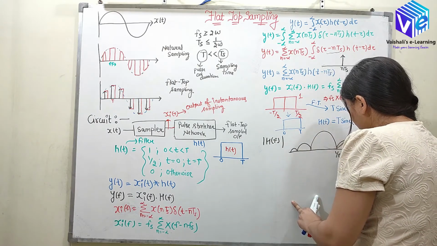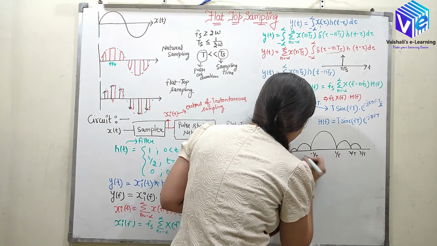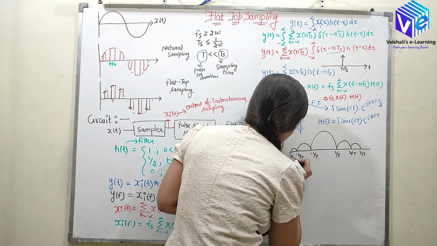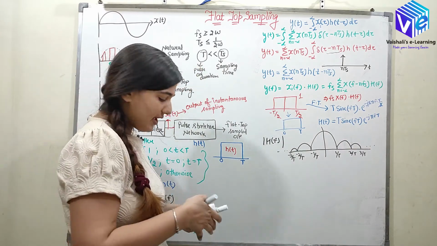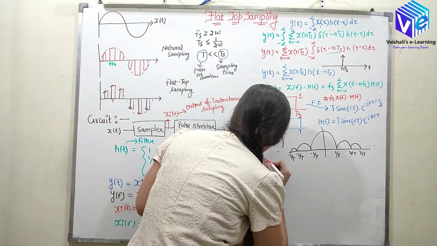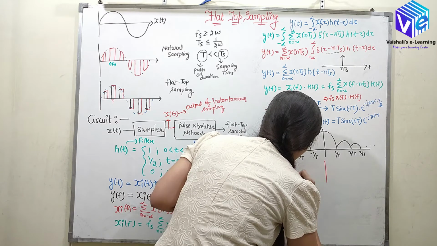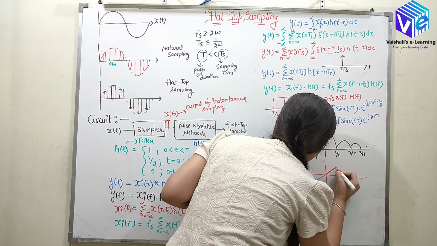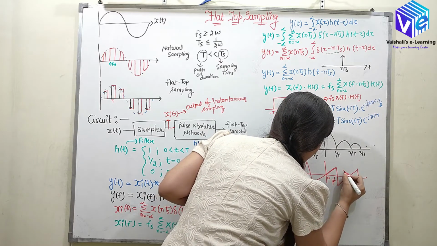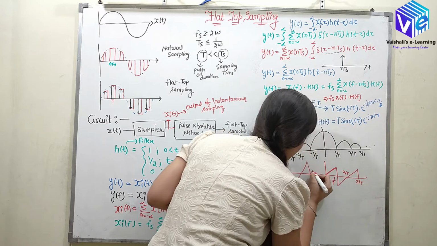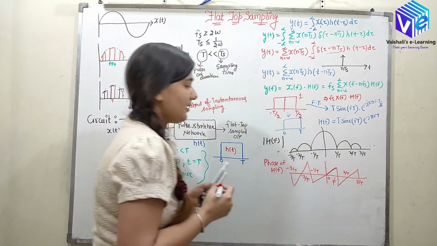So this is 1 by T, this is 2 by T, this is 3 by T, and so on. Here I'll be having minus 1 by T, minus 2 by T, minus 3 by T, and so on. So the sinc function is representing the magnitude of H of f. Now if I denote the phase of H of f, the phase of H of f is denoted like this. So now again this is 0, this is 1 by T, this is 2 by T, this is 3 by T, this is minus 1 by T, minus 2 by T, minus 3 by T, and so on.